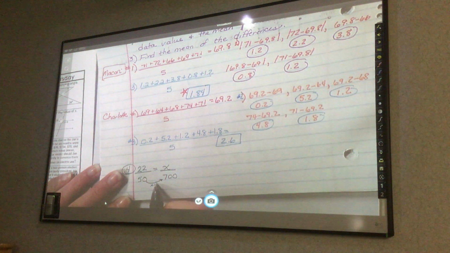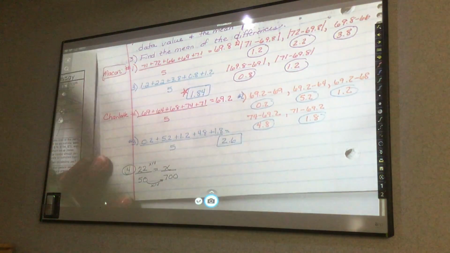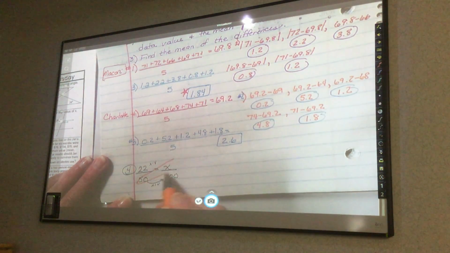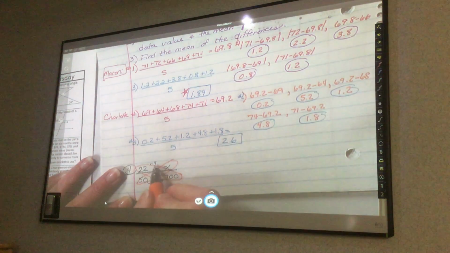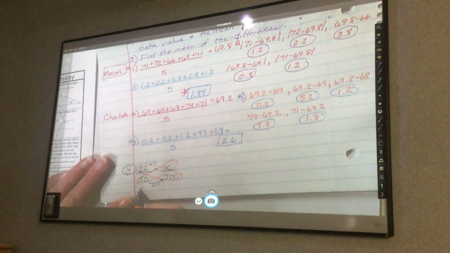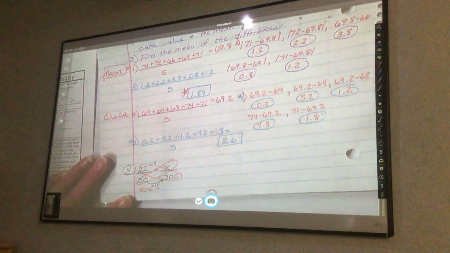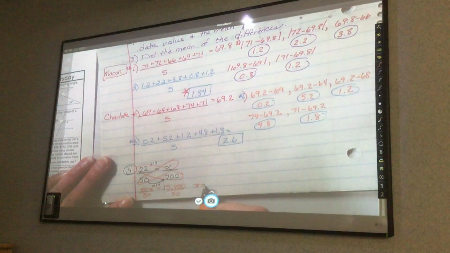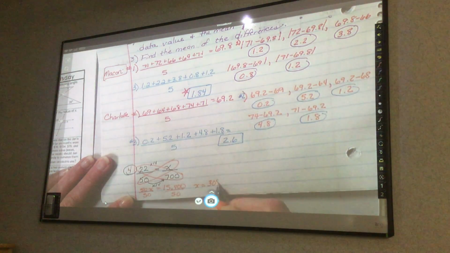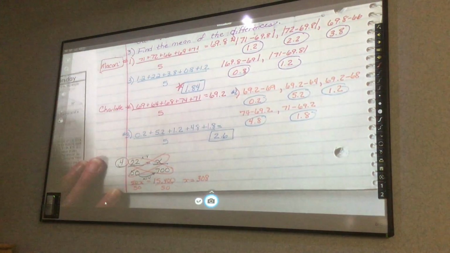So I could do that times 14, or this times 14, or I can just stick with the old way and do my cross product, right? Either way is fine, but if I do 22 times 14, my cross product would be 50x equals 15,400, divide by 50, divide by 50, and x equals 308. How many of you got 308 for number 4? Good.